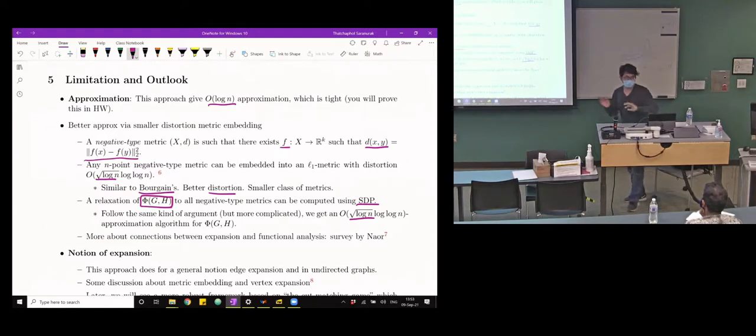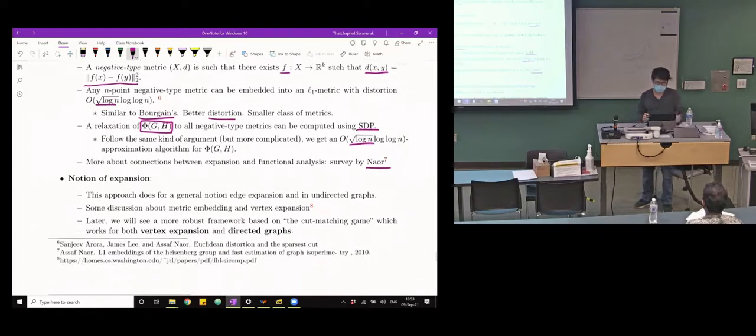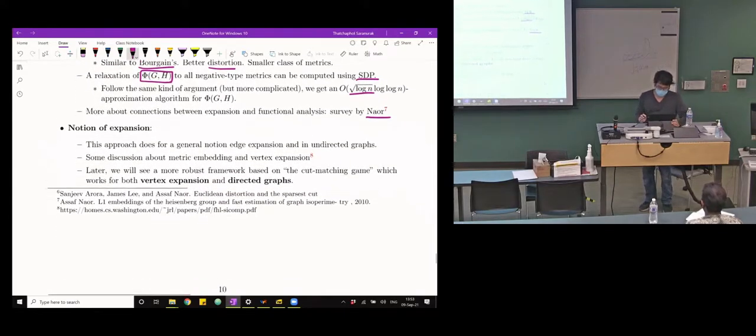Just want to mention this because the problem of approximating expansion is closely related to whether there is a good embedding or not. There is a survey about this in this paper. You can look at it.